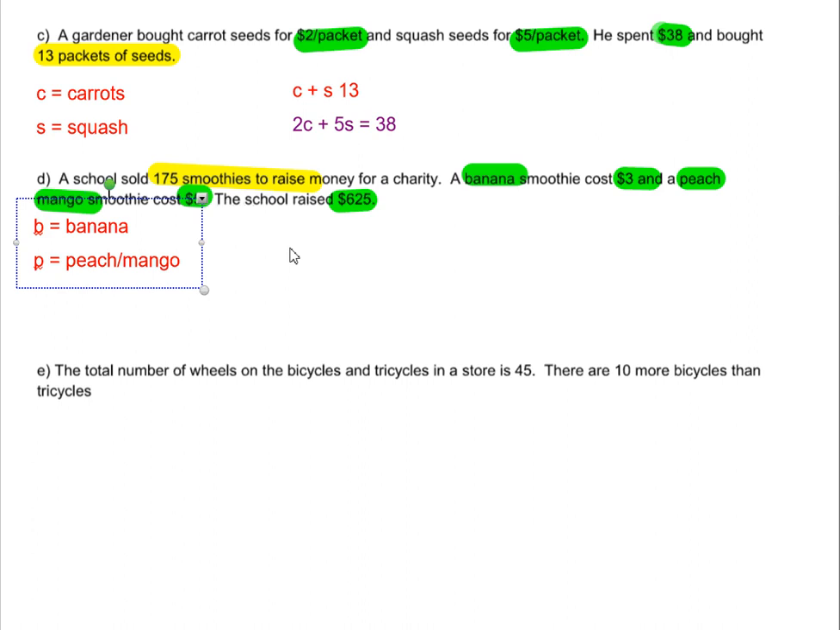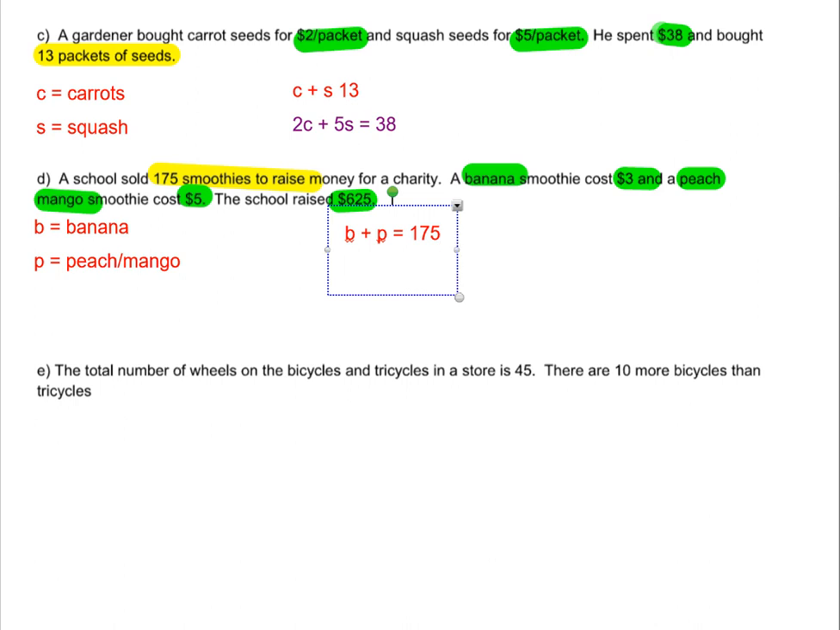Now that I have that, I'm going to write my two equations. So there's 175 in total. If I take the amount of banana ones with the amount of peach ones and set it equal to 175 smoothies, because however many I sold in total, doesn't matter how many of each one, add them together, I made 175.